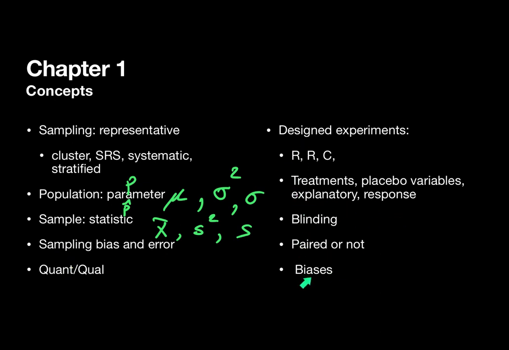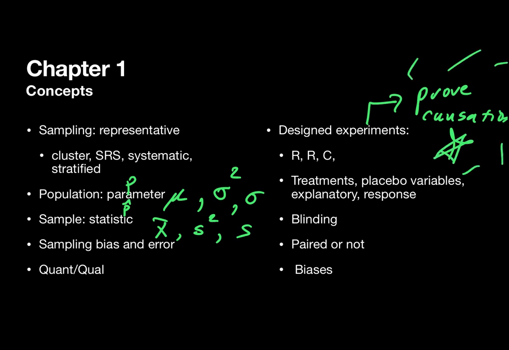Paired or not. And then biases. Oh, we already talked about that a little bit. So let that sink in for a moment. And then don't forget, too, designed experiments. Ultimately, the reason why we do designed experiments is to prove causation. You're not going to get a bigger hint than that.